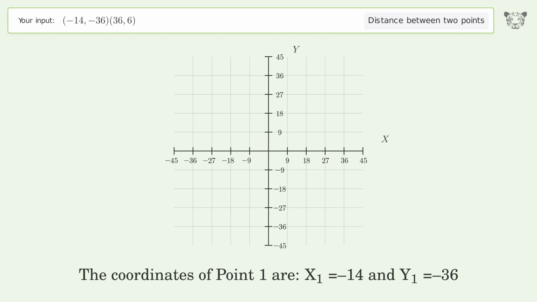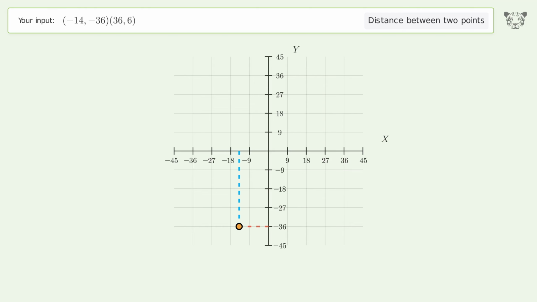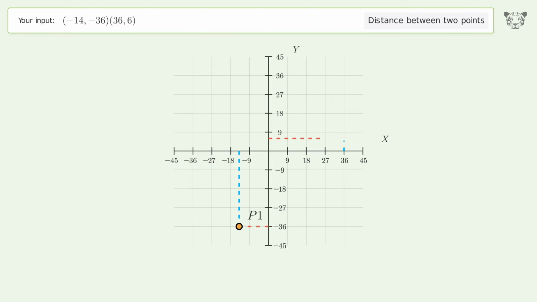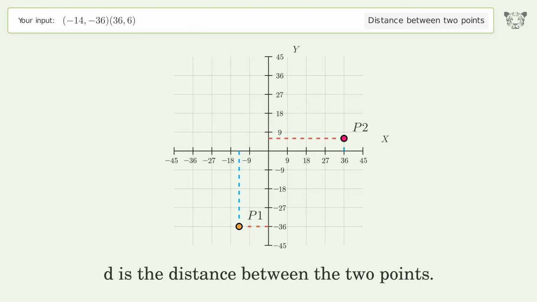The coordinates of point 1 are x1 equals -14 and y1 equals -36. The coordinates of point 2 are x2 equals 36 and y2 equals 6. D is the distance between the 2 points.